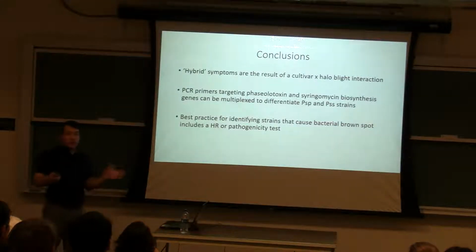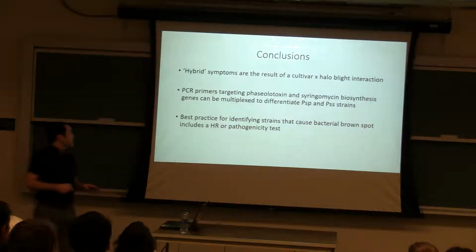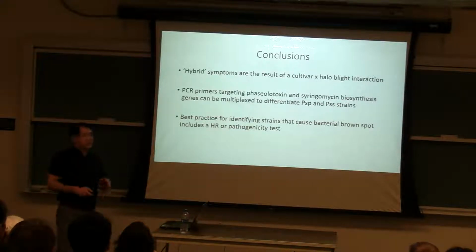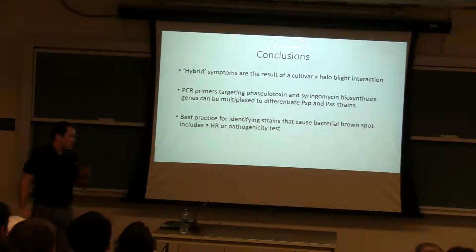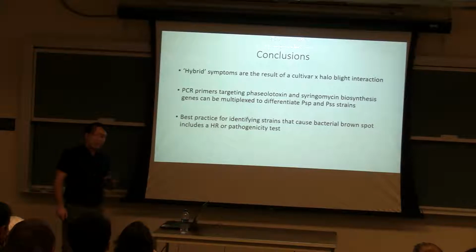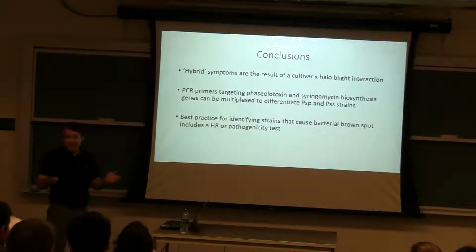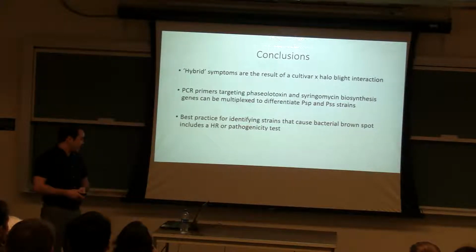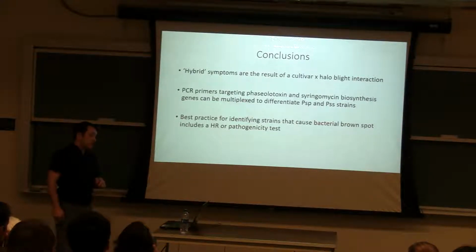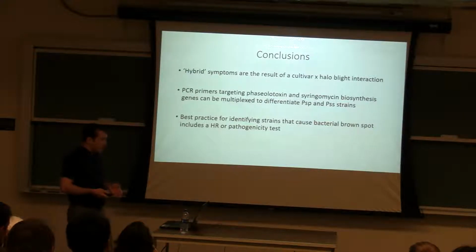All right, so conclusions from this very applied section. These hybrid symptoms are probably a cultivar and halo blight strain interaction, right? It doesn't seem like it's anything new, which is kind of too bad. It would have been a cool story, but that's what it is. The PCR primers that target phaseolotoxin and syringomycin biosynthesis genes can be multiplexed to differentiate halo blight and brown spot strains. That saves a lot of time.